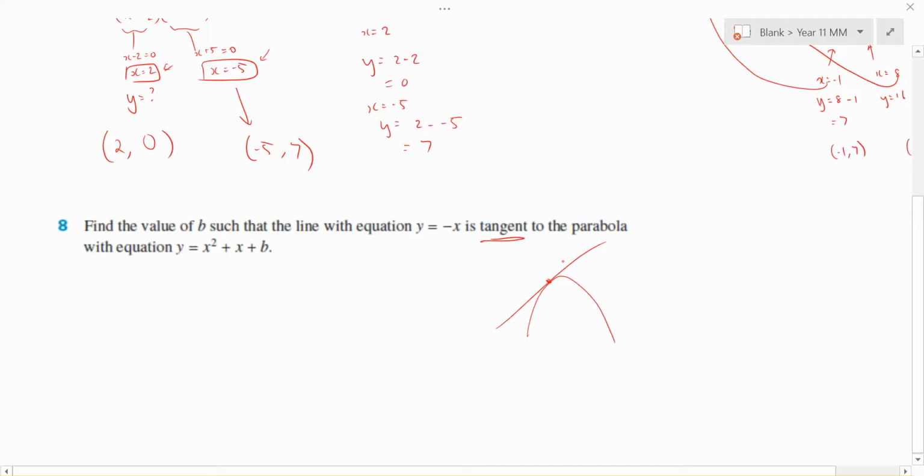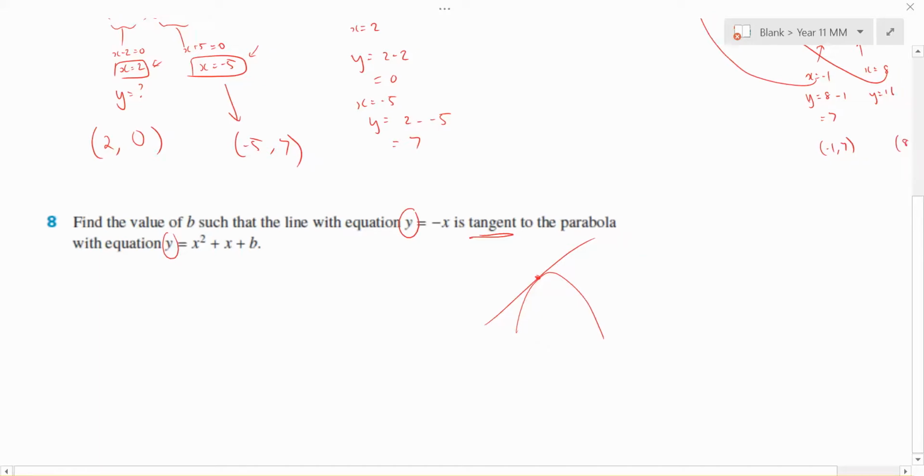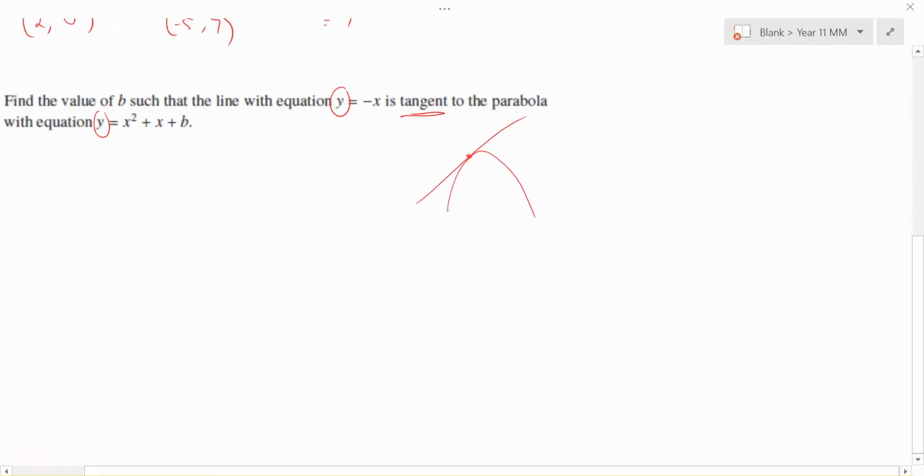Okay, so that means it intersects once. Now, in order for it to intersect, as we said, the y coordinates have to be the same. So this y has to equal this y. So if you actually solve for it now, you would say, oh, well, that means negative x has to equal x squared plus x plus b. True? Okay? Because we're saying they have to intersect, right? But remember, not only do they have to intersect, they have to intersect only once.